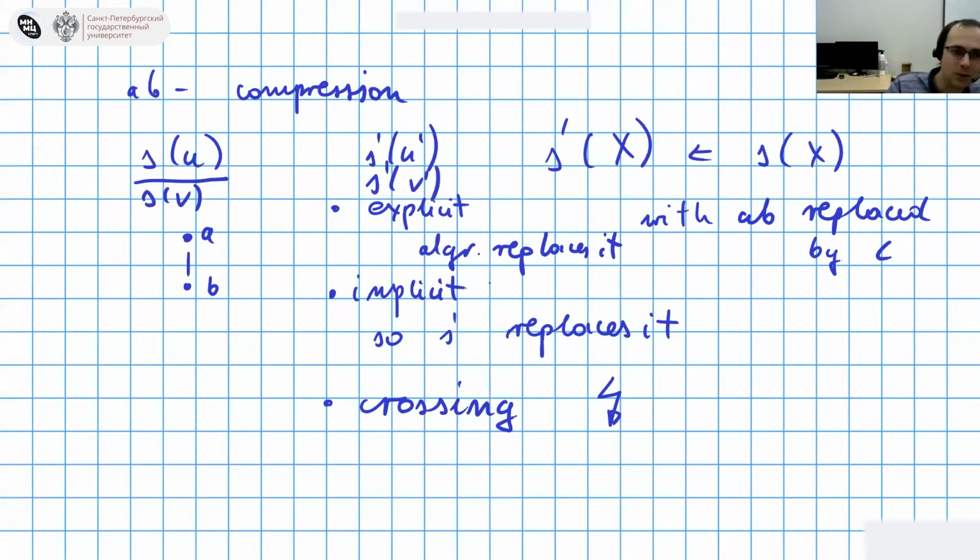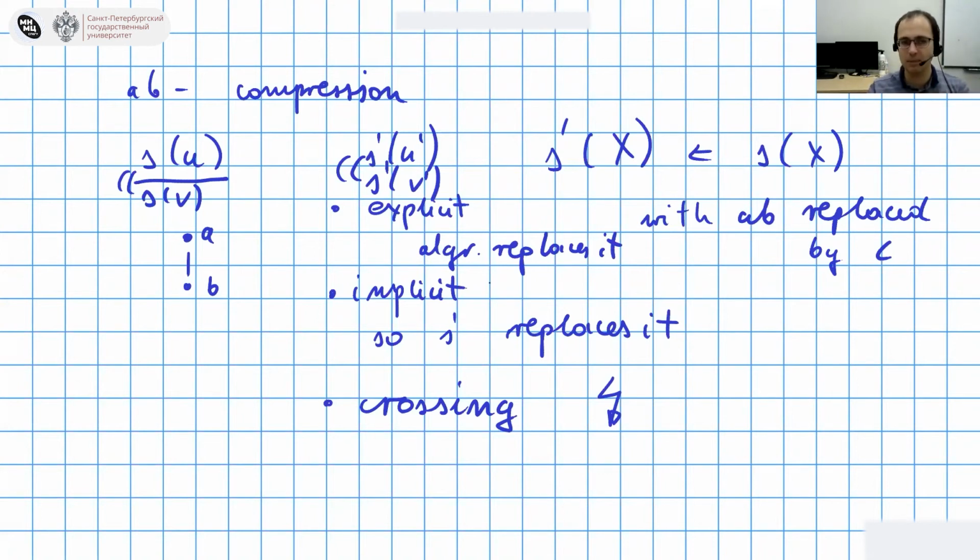So S on U and S on V are equal, so also those two are equal. So we have a new solution, and we know how this looks after applying this substitution, and it's still equal. So this is a solution.